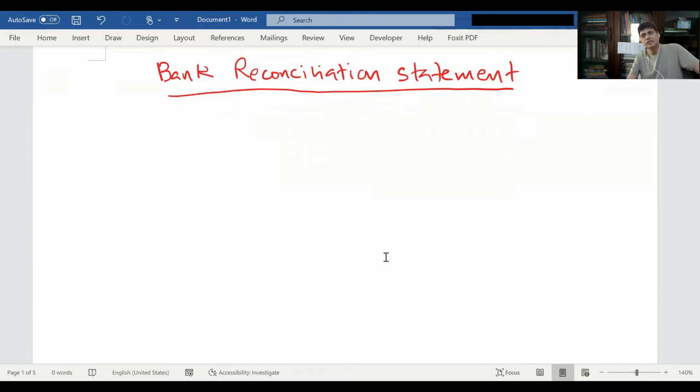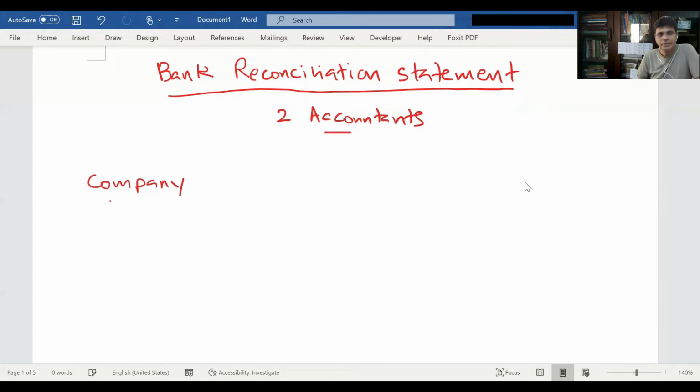Before I move on to the detailed explanation, I will start with a small story, a story between two accountants. Let's say there's a company called SBS company, and there is an accountant working in this company. We'll also assume the bank is Commercial Bank, and there is another accountant there.